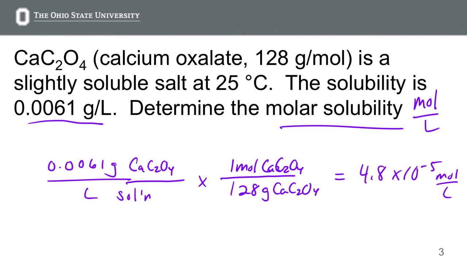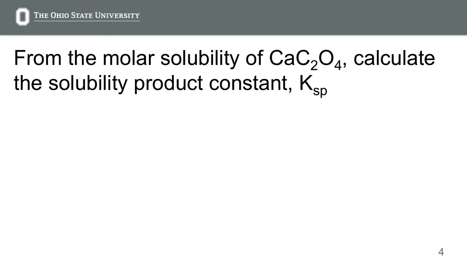But now we get to some new things. What are we going to do with our molar solubility? Well, if we know the molar solubility of a salt, we can determine its KSP, the solubility product constant. So from our molar solubility of calcium oxalate, which we determined was 4.8 times 10 to the minus 5 moles per liter, we can calculate the solubility product constant. In order to do that, we need to write out our equilibrium.